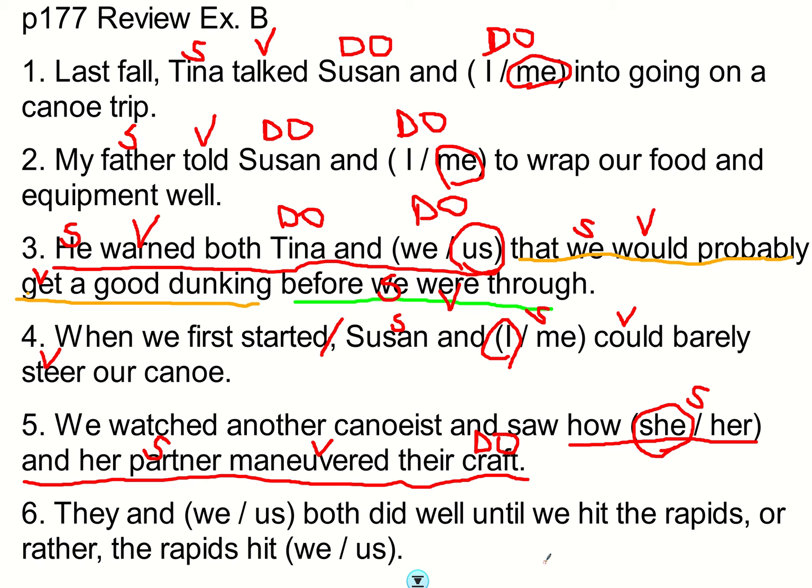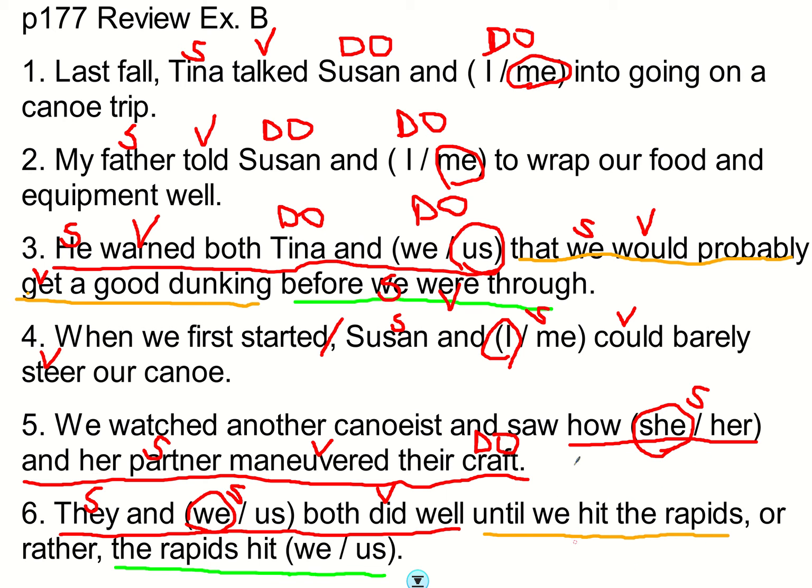Number 6, we have several clauses as well as having more than one pronoun we have to figure out. So this one we have first, they and we or us both did well. That is one clause. And then we have until we hit the rapids. That's another clause. And then our last clause is the rapids hit we or us. So in the first clause, they and we or us are the subject. Did is the verb. So since we or us is a subject, we go with the nominative case, we.